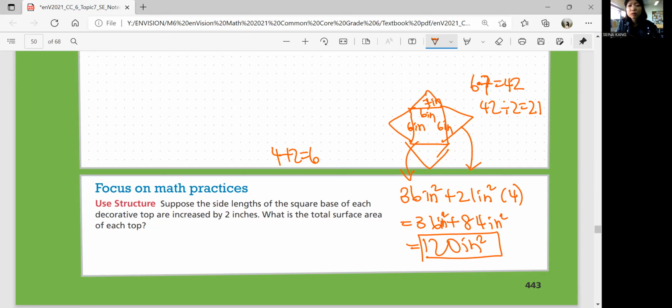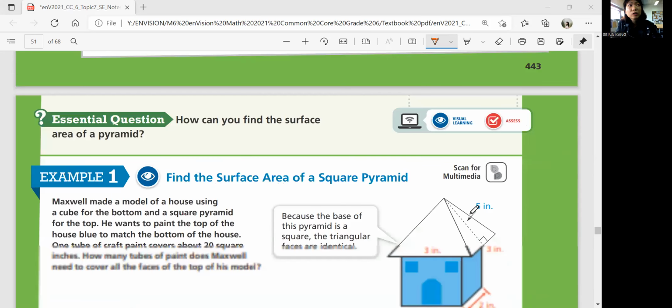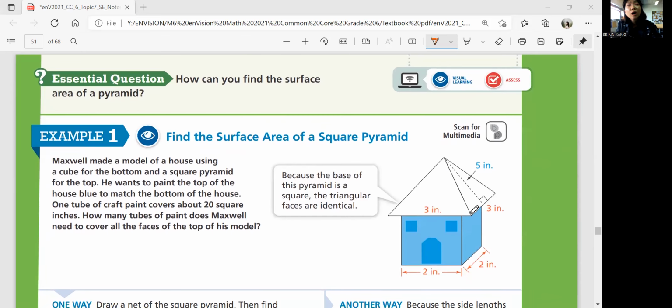All right, so solving surface area of a pyramid is very similar to solving surface area for prisms. I think it's just fewer steps too, right? You just need to get the area of the base and then the sides. So let's look at the next page. Think about how we can find the surface area of a pyramid.